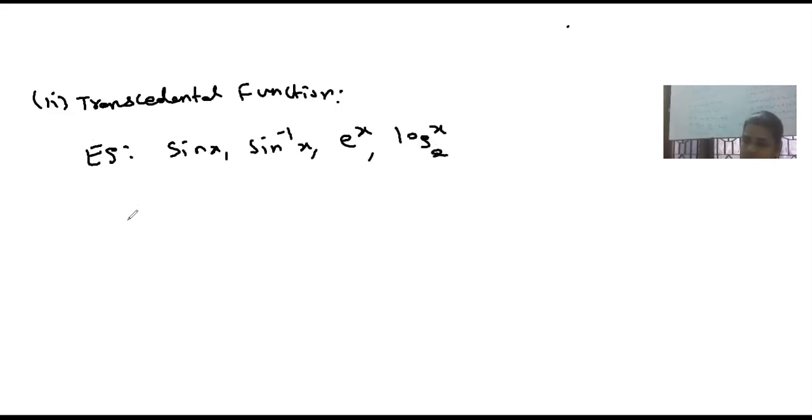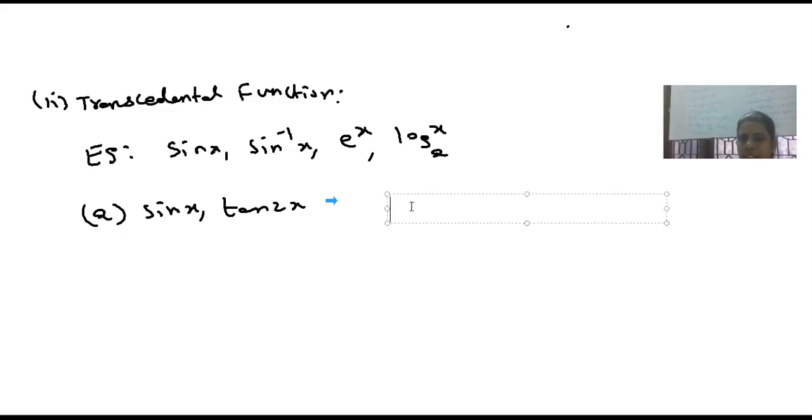So here we're having some specific types, நம்ம சொல்லலாம். நம்ம first என்ன எடுக்கிறேன் அப்படினு சொன்னா sin x, tan 2x. Okay ma? This will be called a trigonometric function.